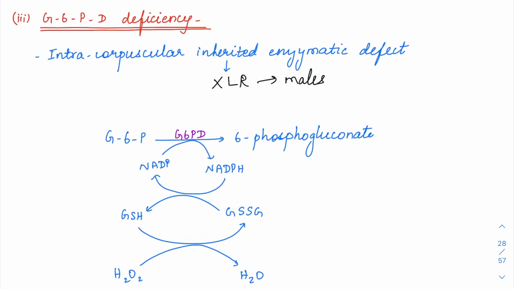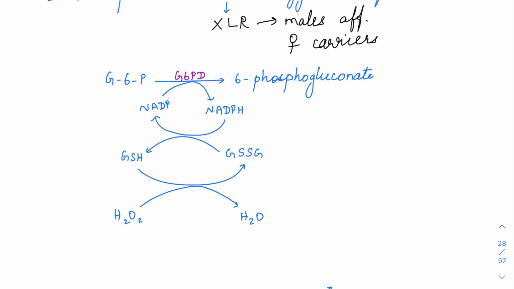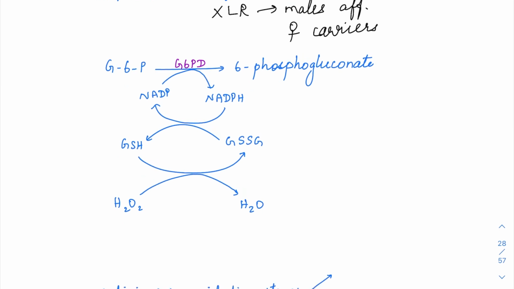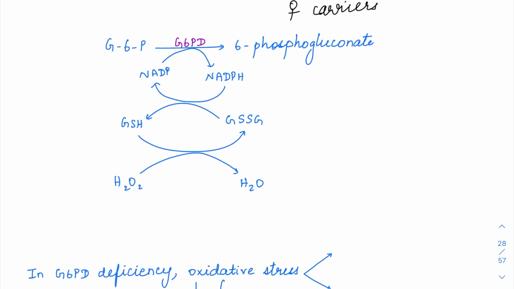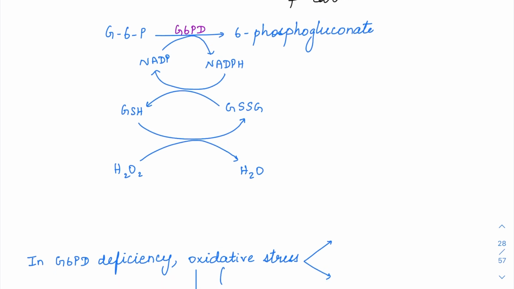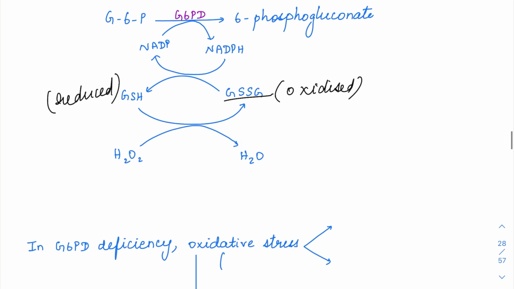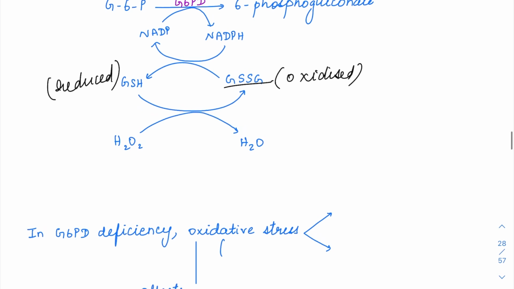X-linked recessive in the sense males are going to be affected and the females are going to be carriers, right? So what happens normally with this G6PD enzyme is that it is going to convert glucose 6-phosphate into 6-phosphogluconate. During this reaction, it is going to convert NADP to NADPH because it is a dehydrogenase enzyme, right? So hydrogen is going to come out, so NADPH is going to be formed. When this NADPH is reconverted into NADP, it is going to convert the oxidized form of glutathione into reduced glutathione. GSH is the reduced form. So oxidized to reduced glutathione is formed during this conversion.